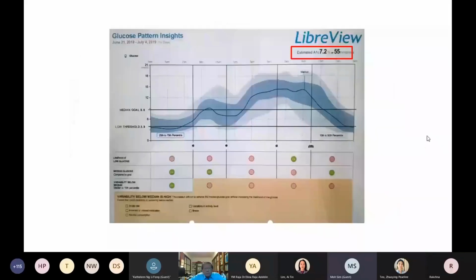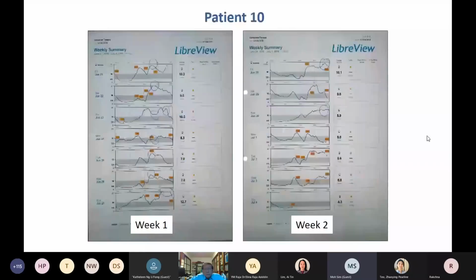This is a snapshot of the Libre view, and what appears at the top is the estimated A1C value. For this particular patient, the estimated A1C value was 7.2%. This graph illustrates the glucose levels over the course of a 24-hour day. The Libre is worn for 2 weeks. Usually in the first week, readings are considerably worse than the second week, because by the second week, you would expect the patient to adjust their lifestyle to ensure that glucose levels are well within the pre and post meal targets.